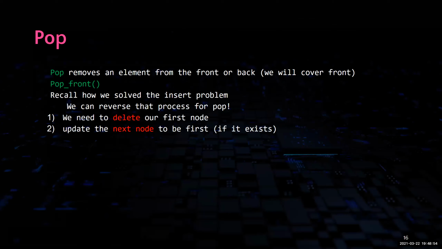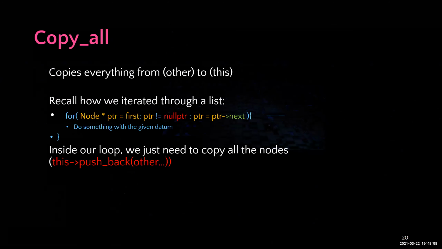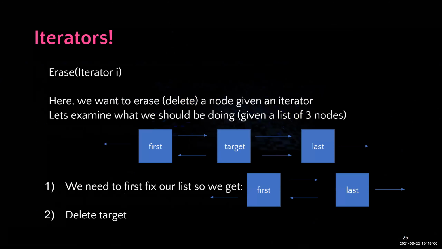That was pop front. Pop back was we want to remove the last element in our list. Erase is saying, given an iterator I, we want to delete the node at a given iterator. So let's say I want to delete the second node in the list. How do we actually even do that?